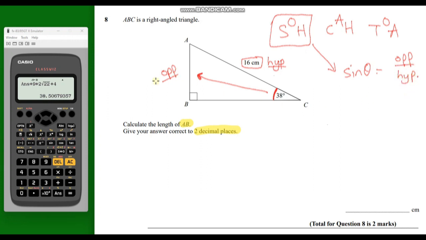So because we want to work out the opposite, we just have to rearrange this equation. So if we rearrange this equation, well, that's just the opposite is equal to the sine of our angle times the hypotenuse. So let's just put in everything we've got. So it's going to equal the sine of our angle, so that's the sine of 38 degrees, multiplied by the hypotenuse, which is 16. So let's type that into the calculator. Sine of 38, remember to close the brackets, multiplied by 16, and we get this value here. So let's first of all write down the whole thing.